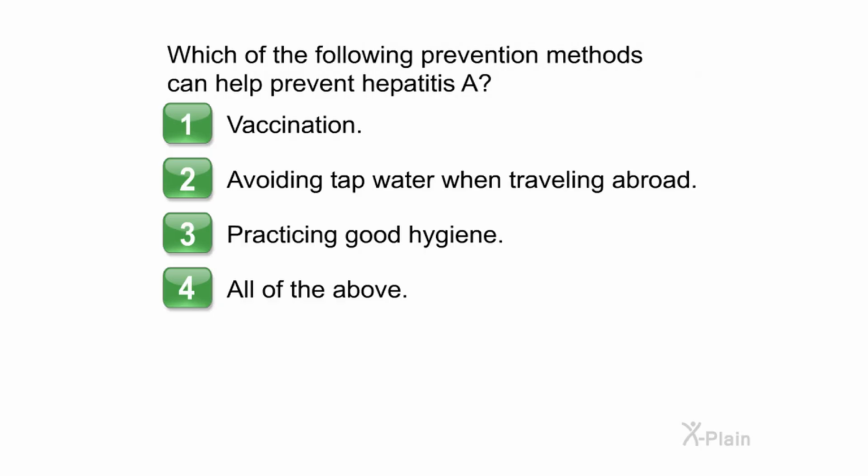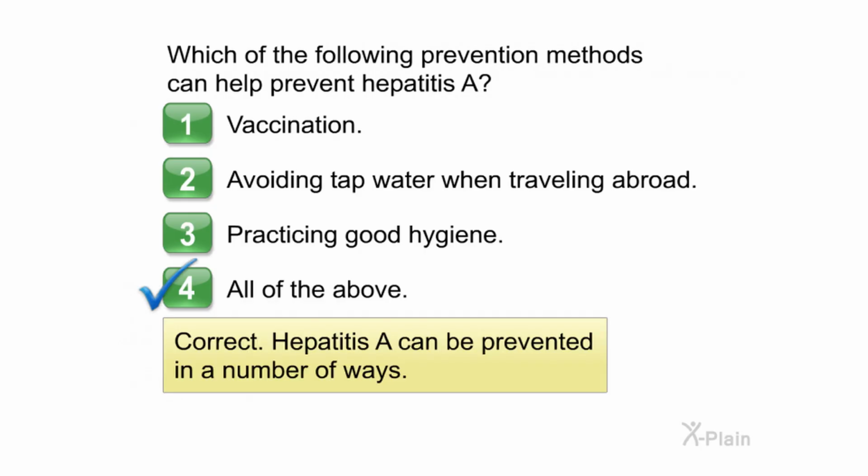Which of the following prevention methods can help prevent hepatitis A? Choose one of the following options. 1. Vaccination. 2. Avoiding tap water when traveling abroad. 3. Practicing good hygiene. 4. All of the above. Correct. Hepatitis A can be prevented in a number of ways.